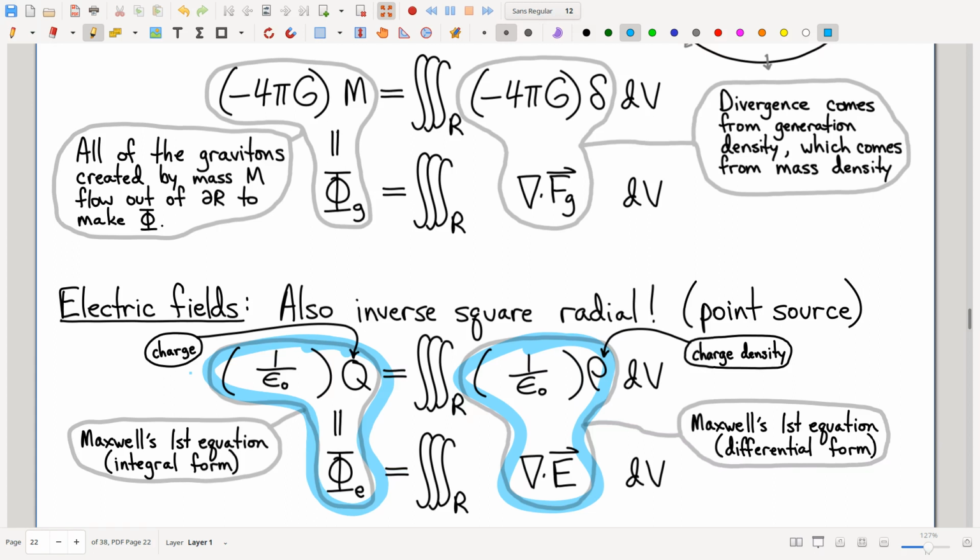Really nice results. By the way, these are both what I'm going to call Maxwell's first equation. These are two different versions of Maxwell's first equation. And they look pretty different, right? One's about flux, one's about divergence, one's about charge, one's about charge density. They seem pretty different, right?